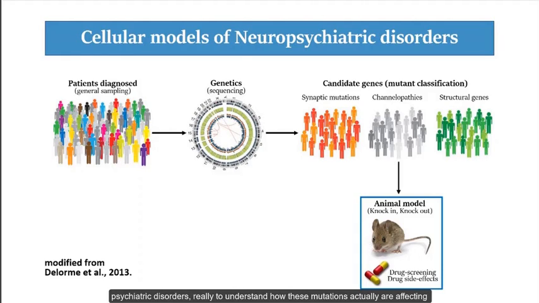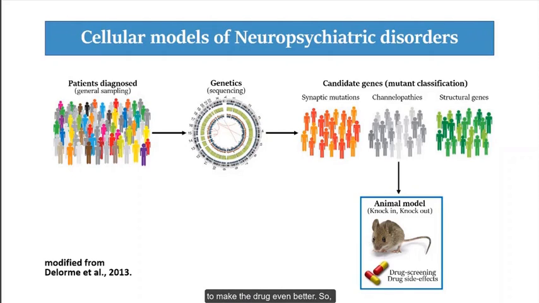So far, most of the time, we have been using different types of animal models to model those psychiatric disorders, and really to understand how these mutations and dysfunction of the protein lead to a pathogenic phenotype. Finally, the goal is that we build on it and go ahead and do the drug screening and also understand what kind of side effects we might be having, to make the drug even better.